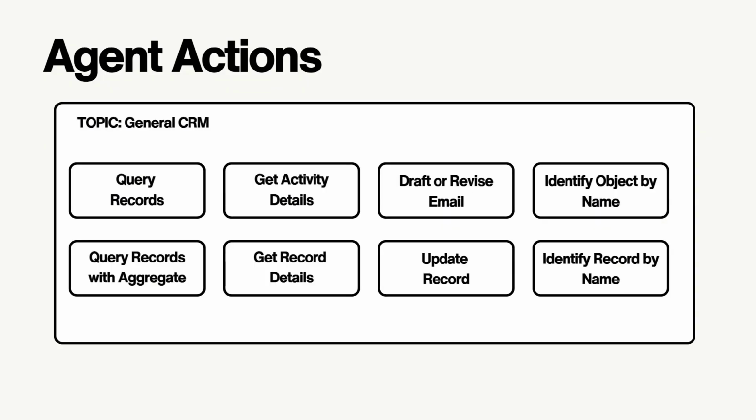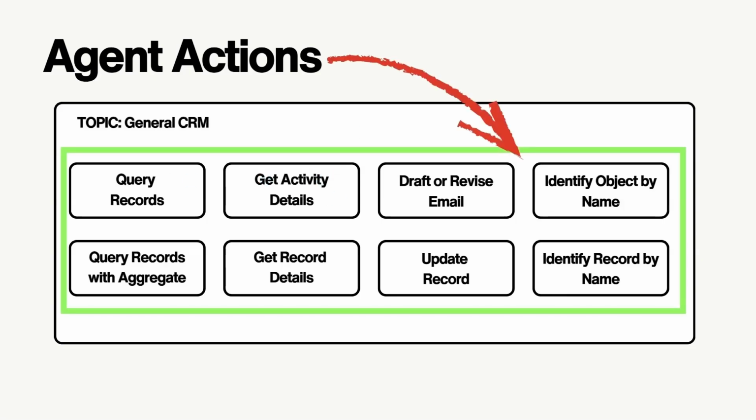You can see here that we have a topic called General CRM, represented by this big box here. And then we have several smaller boxes within this topic box. These smaller boxes represent the individual agent actions for this particular topic. While topics determine what job the agent is doing, actions determine how the agent completes the job.